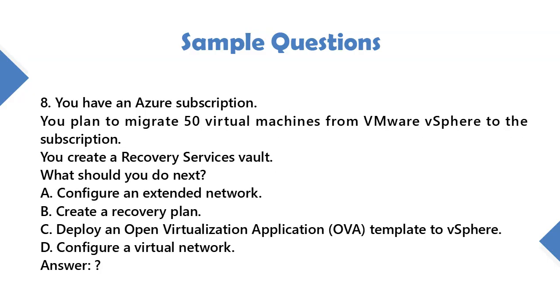8. You have an Azure subscription. You plan to migrate 50 virtual machines from VMware vSphere to the subscription. You create a recovery services vault. What should you do next? A. Configure an extended network. B. Create a recovery plan. C. Deploy an open virtualization application (OVA) template to vSphere. D. Configure a virtual network.